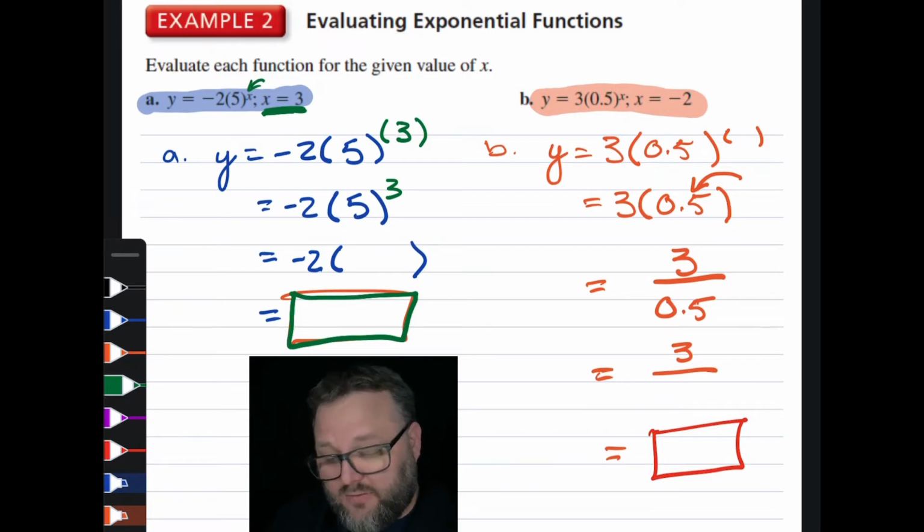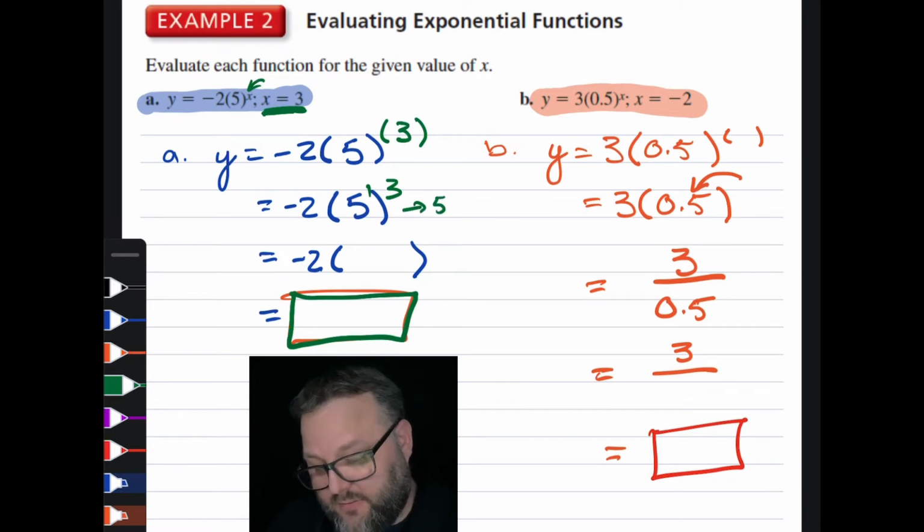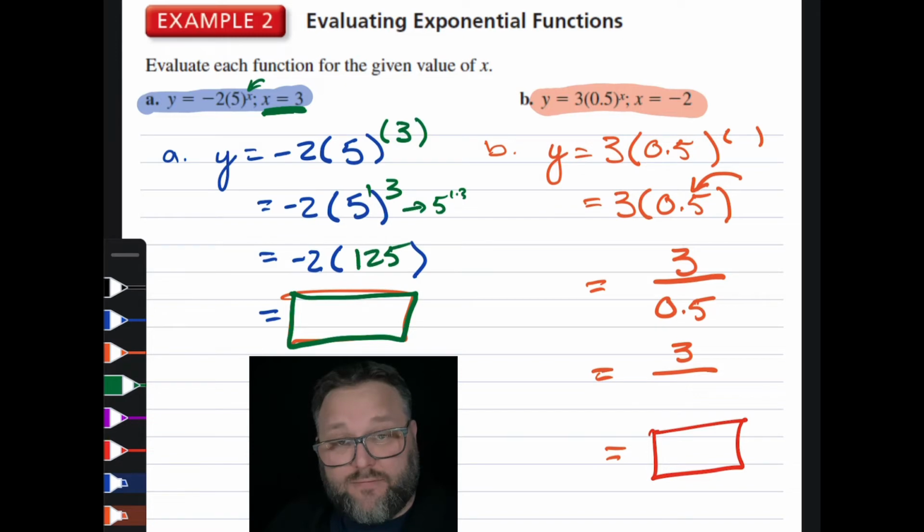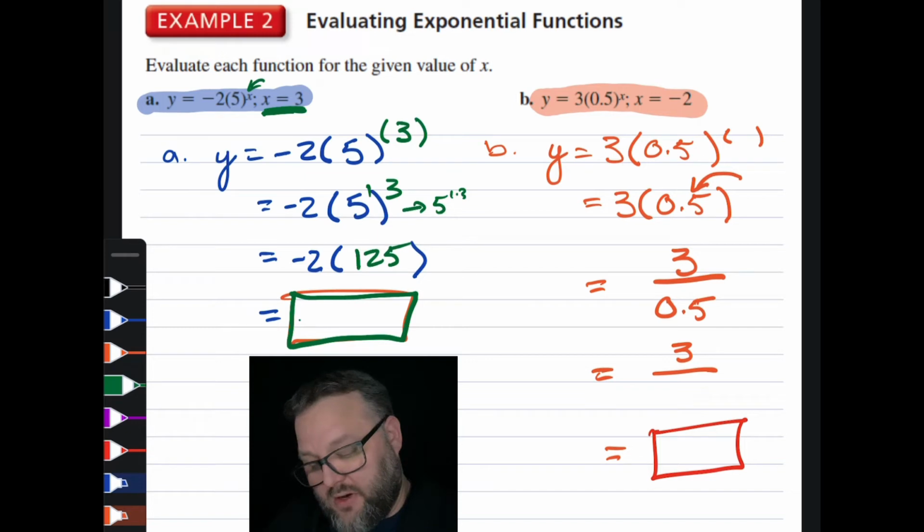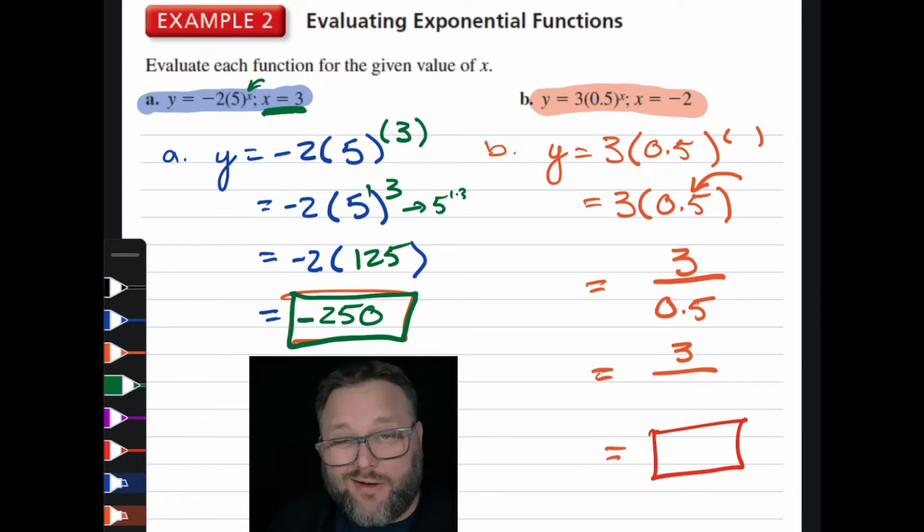Now I have -2 times 5 to the third. Now that third is given to everything inside the parentheses, so this is the same thing as 5 to the first and to the third. That means I'm taking 5 to the 1 times 3, which means I'm getting 5 to the third, which means I have an answer of 125. -2 times positive 125 is going to have a negative answer. 125 times 2 is 250. And there we go. We filled in all of our blanks.